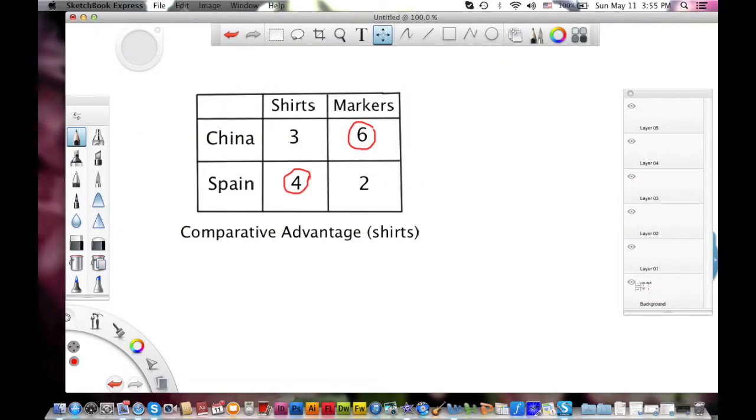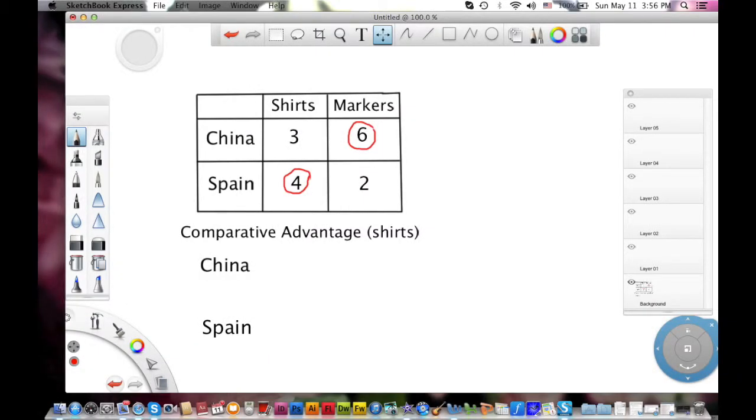For this output problem, we are going to use another trick. This one is called other goes over. To use this trick in the example to find the comparative advantage for shirts, divide the number of the opposing product, in this case markers, by the number for the shirts. For China, you would divide 6 by 3.